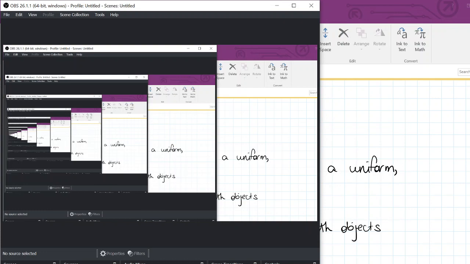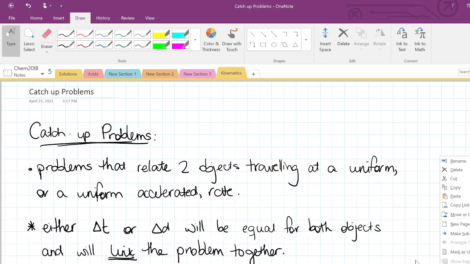I want to chat with you guys today about catch-up problems. So we're going to talk about catch-up problems today with respect to uniform motion, where the objects are traveling at a constant speed. We will look at these types of problems again later on when we get into uniform accelerated motion, but we're just going to touch on them today and then practice a little bit when we get together.